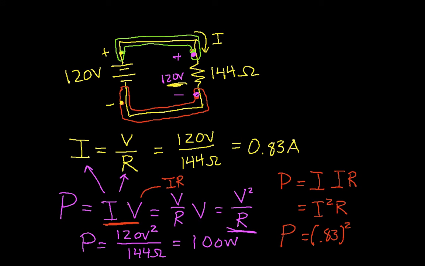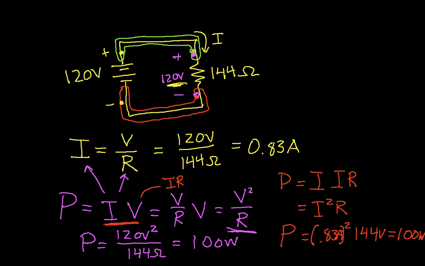0.83 squared times 144. And I'll actually work that out and make sure I get the right answer, because it's always sort of nice when things work out. So I take 0.83 squared and multiply by 144 ohms. And to the accuracy of my calculation, this turns out to be 100. Okay, so that's 100 watts. And I've been very sloppy here. This should be amps, and this should be volts.